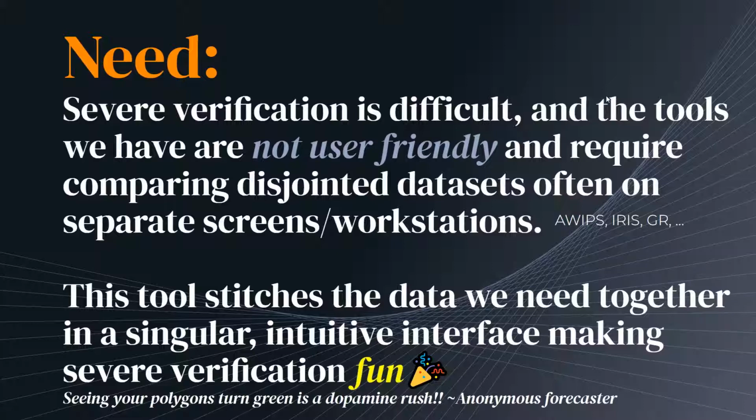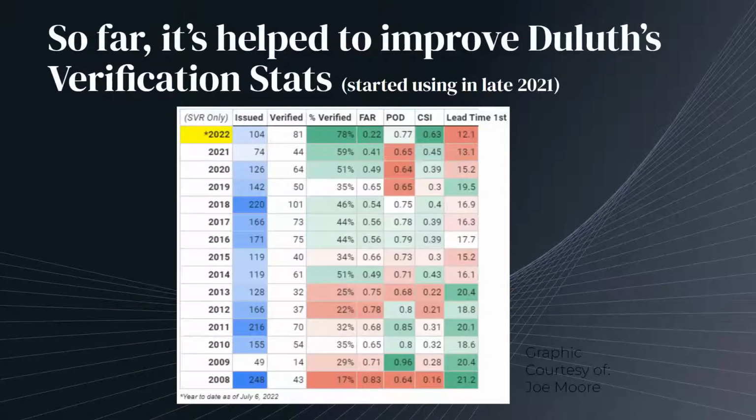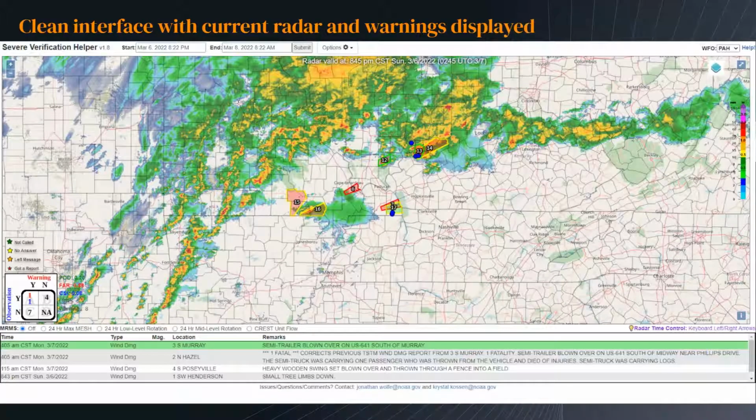And as one of our forecasters here says, seeing your polygons turn green is a dopamine rush, which is kind of the fun part of the severe verification helper. And not only that, but it has improved our office verification statistics, at least to some degree. We started using the tool in late 2021, and at least in 2022 so far, our verification stats are the best they've ever been. So at least part of that, I think, is in the way we verify, but also probably maybe a few operational changes in how we issue warnings too.